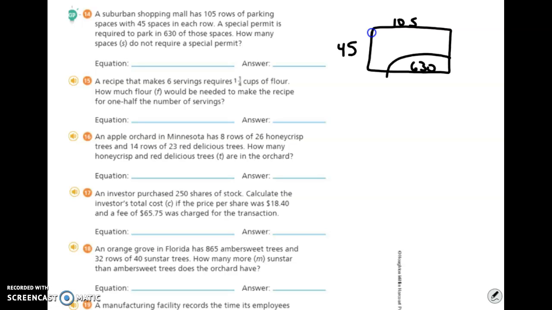So my equation would look something like this. I'm going to multiply 45 times 105, and again you could do 105 times 45. The order doesn't matter in this case. And then you're going to subtract out 630. All right, why don't you pause the video and see what you get for an answer.